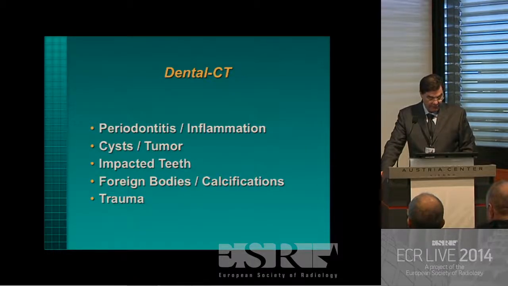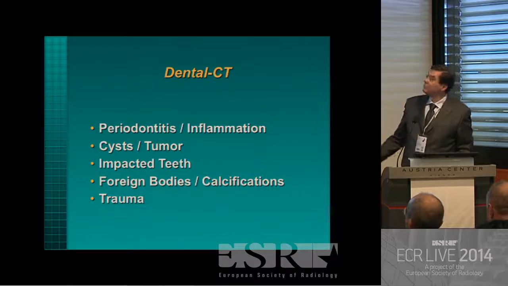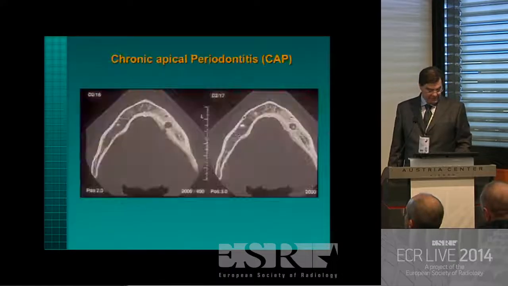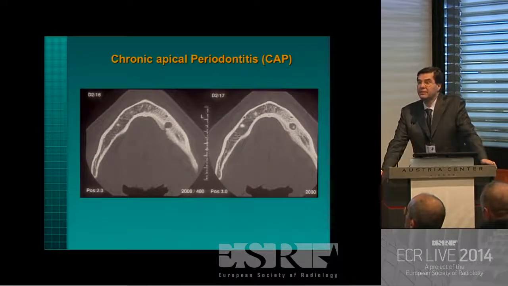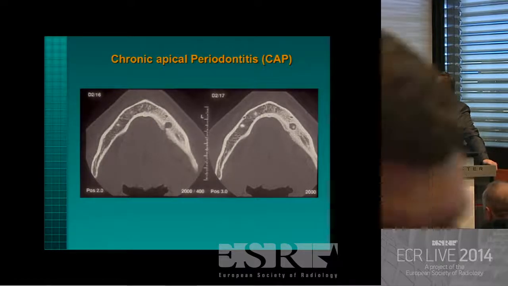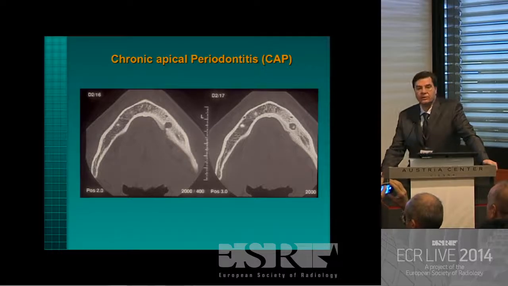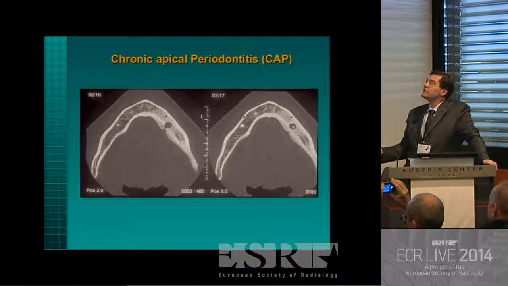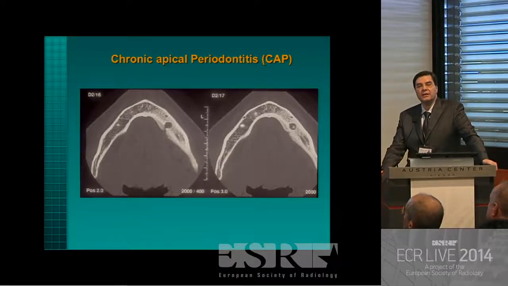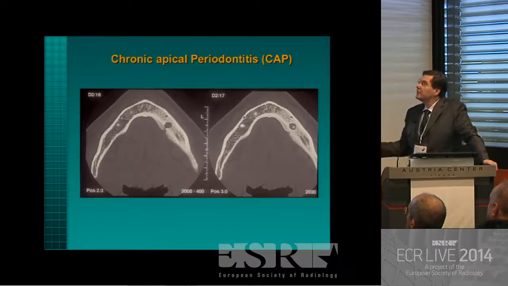The indications for dental CT besides implantology: cysts and tumors, inflammation, impacted teeth, foreign bodies, calcifications, and traumatic injuries. These are the typical findings of an inflammation. The first thing you see is widening of the apical periodontal space. This is the first sign of an inflammation on the tooth. You can also see it on a dental film, but especially if you have more roots, it's easier to see with dental CT or cone beam CT.